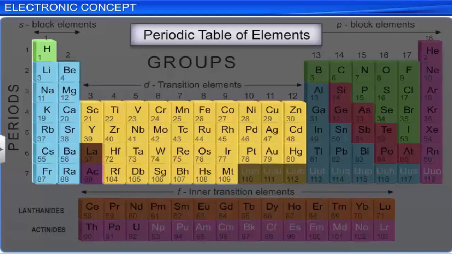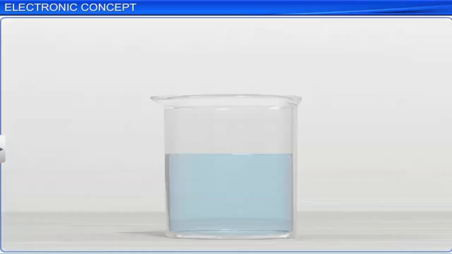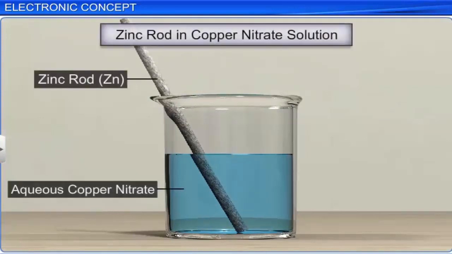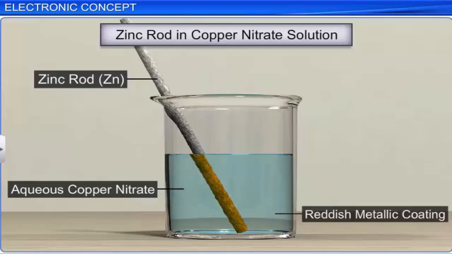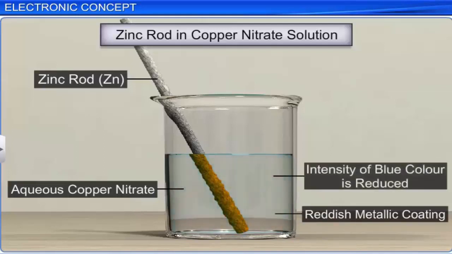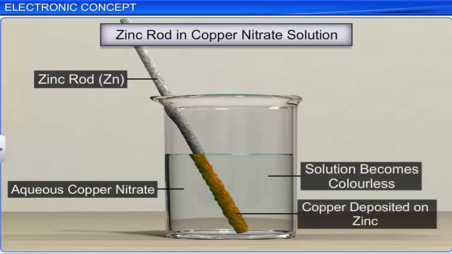Let's try to understand this through the following activity. We have placed a zinc rod in an aqueous solution of copper nitrate. Let's observe what happens. After a while, we notice a reddish coating, which is due to the deposition of metallic copper, appearing on the rod. We also notice that the intensity of the blue color of copper nitrate decreases and becomes colorless after some time. This is due to the disappearance of Cu2+ ions, which are responsible for the blue color of the solution.